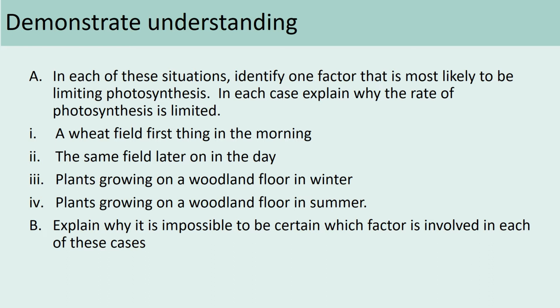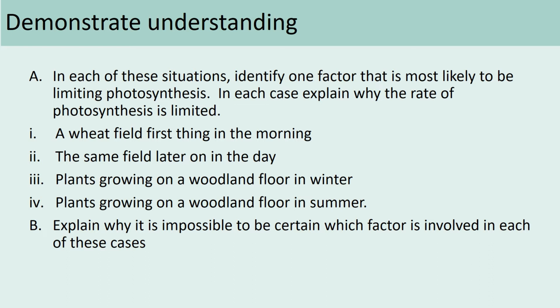So the first thing I would like you to do for parts 1 to 4 is, in each of these situations, identify one factor that is most likely to be the limiting factor of photosynthesis. And in each one, explain why the rate of photosynthesis is limited. So for instance, we do the first one together, and then you can have a go at the other three.